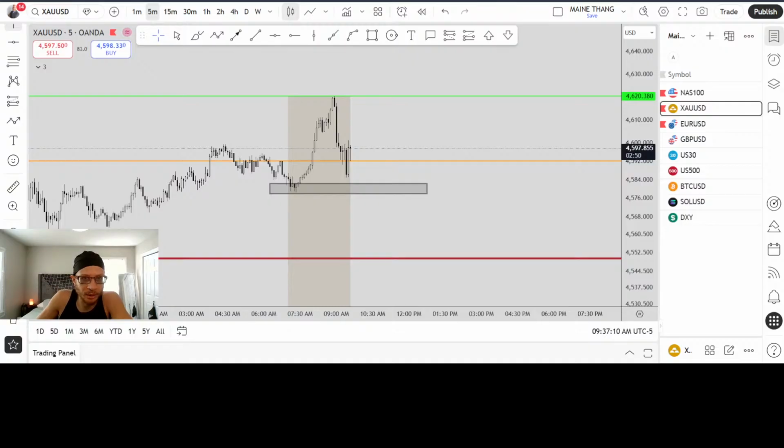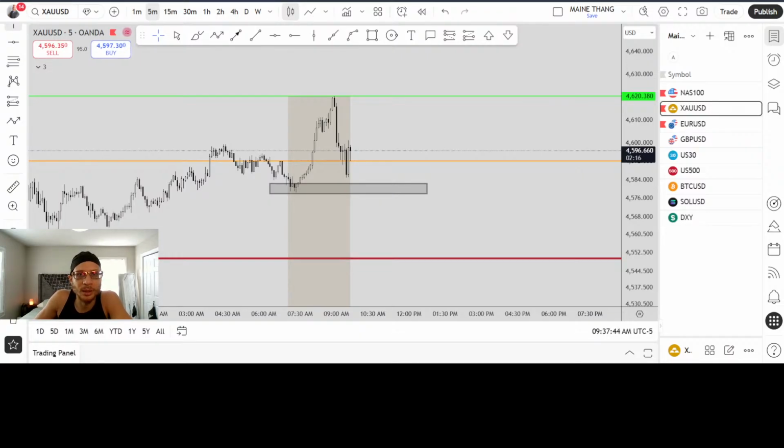See, we had that indication, we had that correction, and then after the correction, you start seeing structure being broken here, right? And so we entered around here. Indication, correction. This is in Q, but we can just utilize it as well. You start to see structure break right here. Boom. Creating that higher high, that higher low, entry there.